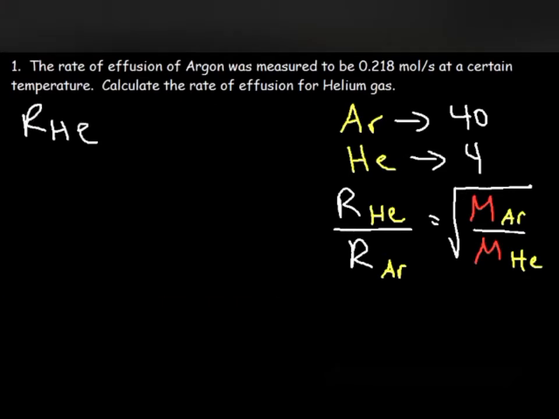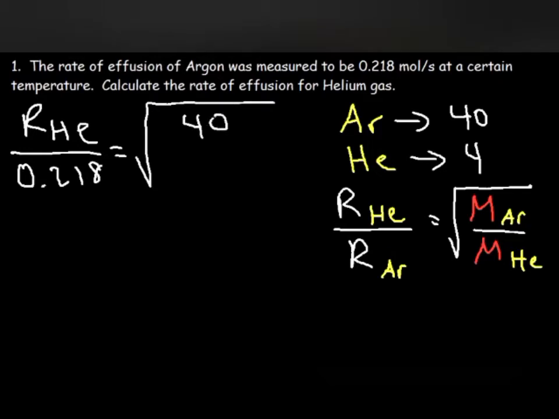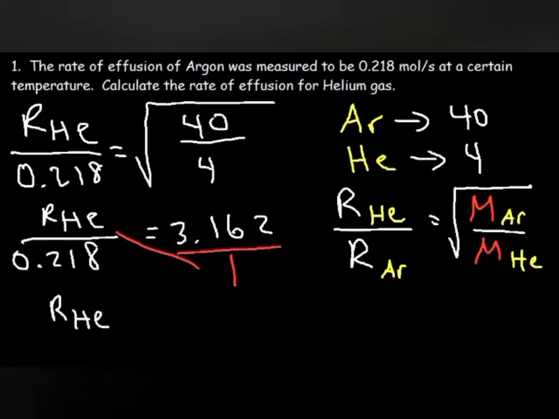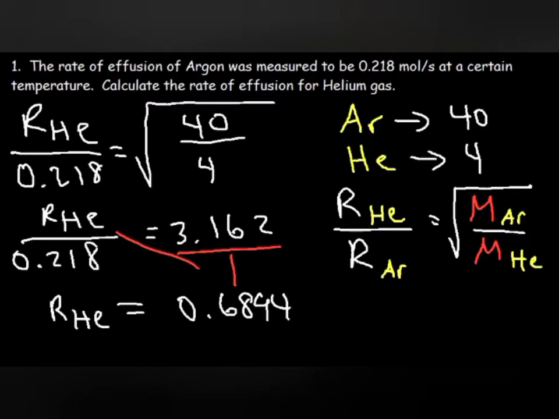So the rate of effusion for argon is 0.218, and the molar mass for argon is 40, and the molar mass for helium is 4. 40 divided by 4 is 10, and the square root of 10 is about 3.162. So to solve for the rate of effusion for helium, let's cross multiply. So this is going to be R times 1, which is just R, and 0.218 times 3.162, that's about 0.6894. So that's the rate of effusion for helium. That's how you can calculate it.